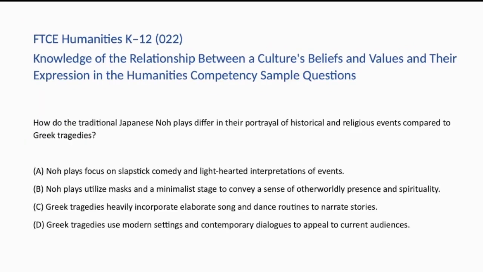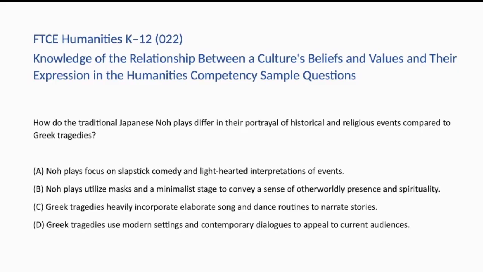How do the traditional Japanese Noh plays differ in their portrayal of historical and religious events compared to Greek tragedies? A. Noh plays focus on slapstick comedy and light-hearted interpretations of events. B. Noh plays utilize masks and a minimalist stage to convey a sense of otherworldly presence and spirituality. C. Greek tragedies heavily incorporate elaborate song and dance routines to narrate stories. Or D. Greek tragedies use modern settings and contemporary dialogues to appeal to current audiences.